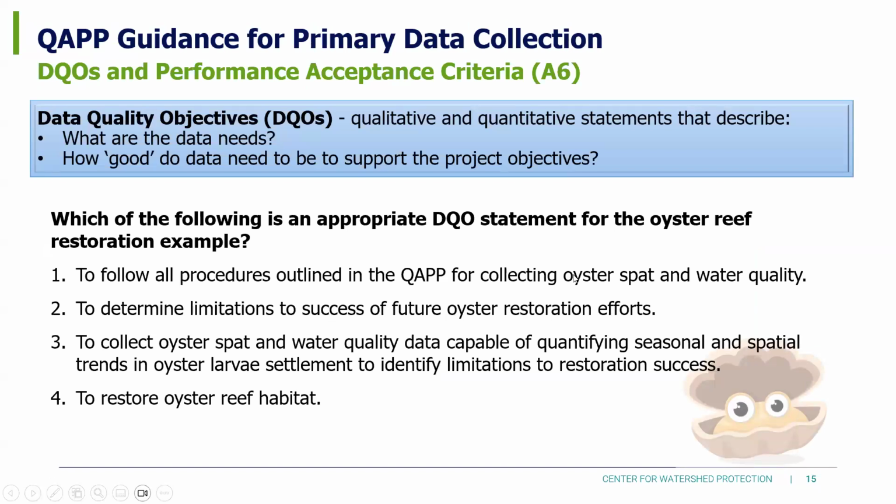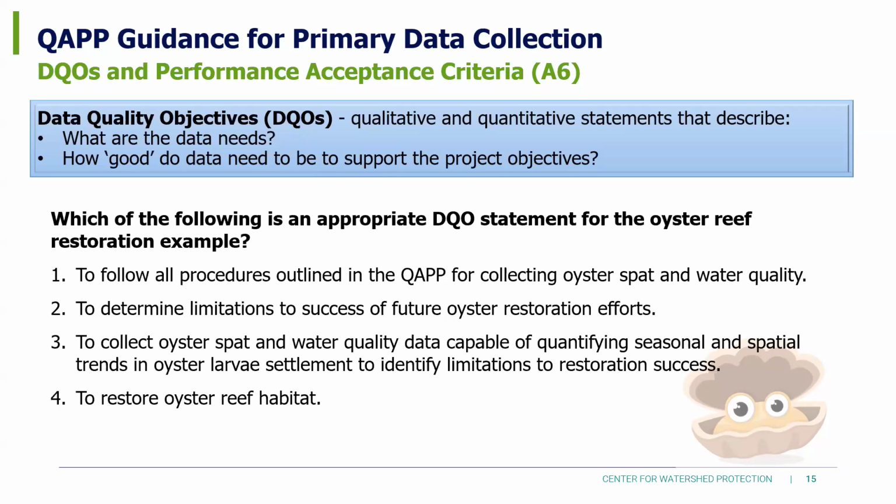One of the sections that tends to be a little bit tricky is data quality objectives and performance acceptance criteria. If you're looking at the QAPP standard, this is section A6. The official definition of data quality objectives is that they clarify the study objectives, define the appropriate type of data, and specify tolerable levels of potential decision errors. Basically, all that means is you're coming up with an overall qualitative or quantitative statement that says what the data needs are and how good the data need to be to support the project objectives.